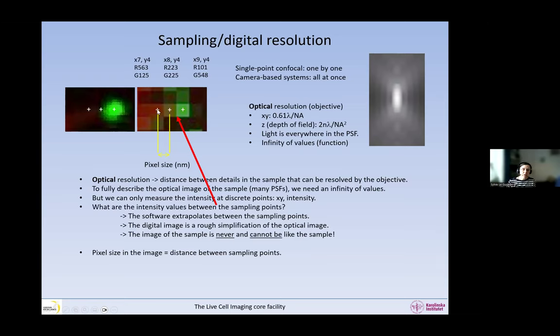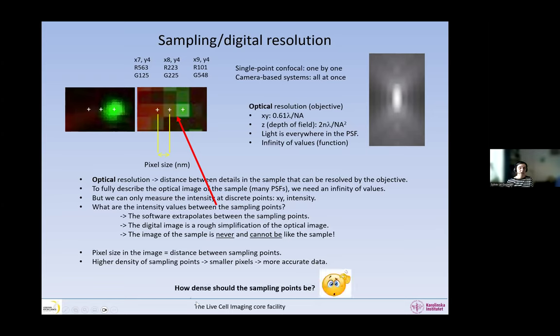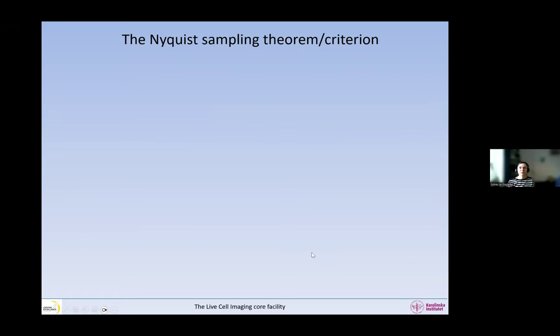So the distance between the sampling points is the pixel size in the image. You can imagine that if we put, instead of just three sample points here, like 10, we're going to have a better resolution and we will see these squares look smaller. So the higher the density of sampling points, the smaller the image pixels and the more accurate the data, because we're measuring more often. So how dense should the sampling be? This is the question about sampling. How often do we need to image?